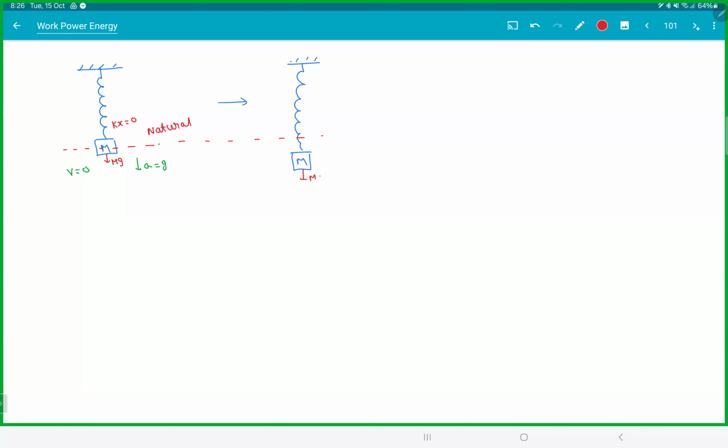Now the forces are mg, the spring force is kx, but mg is still greater than kx. So your body will accelerate with a, which will be less than g, and your velocity is also downward. So it is actually speeding up. Then it will continue to go further.